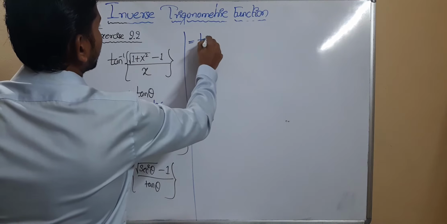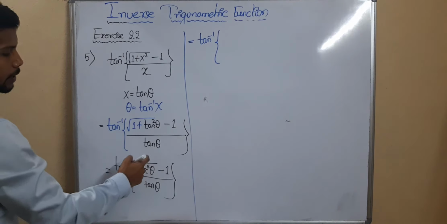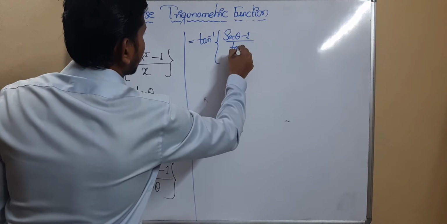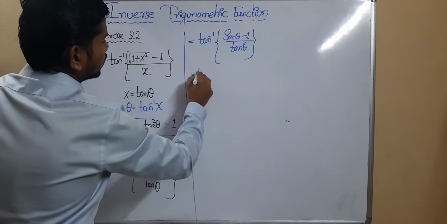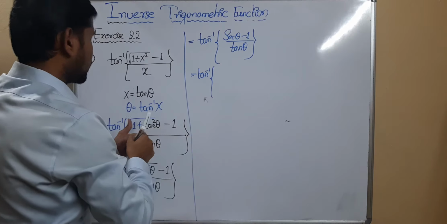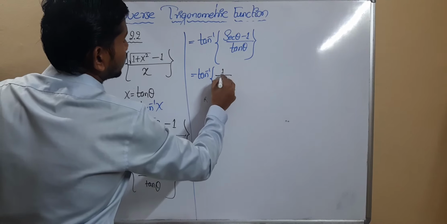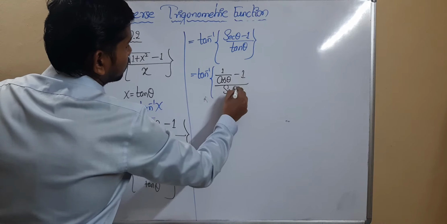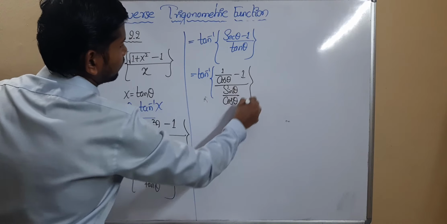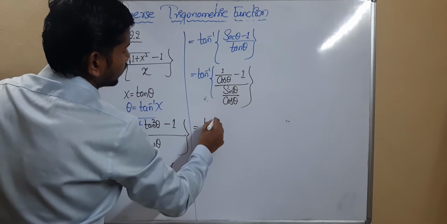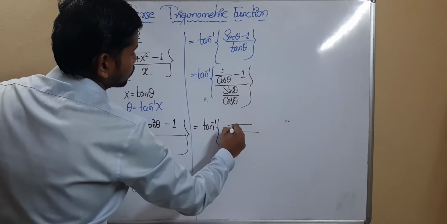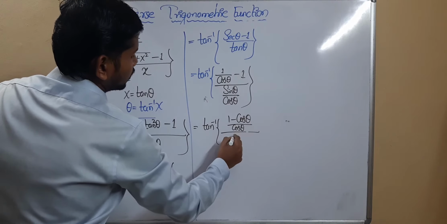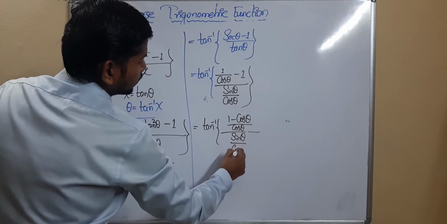Now the next step will be tan inverse of, the square root will be cancelled. It will be secant theta minus 1, denominator is tan of theta. Now I need to simplify this particular part. Secant can be written as 1 by cos theta, minus 1. Tan can be written as sin theta divided by cos theta. Got the point clearly? In the numerator I need to take the LCM part. What is the LCM? Can you say? It is cos of theta, 1 minus cos theta, denominator will be sin theta divided by cos theta.